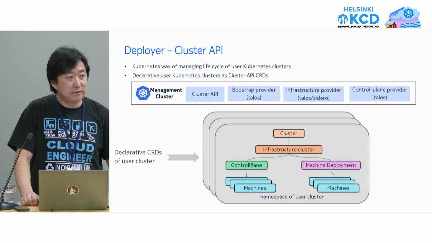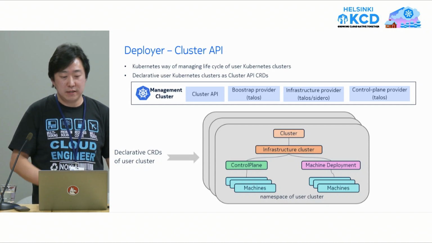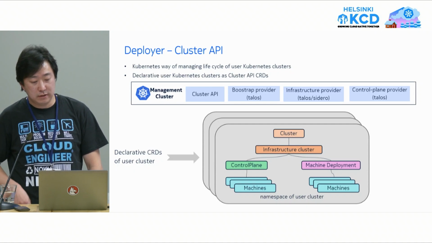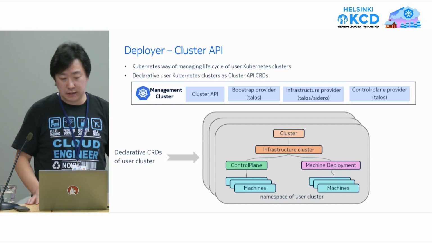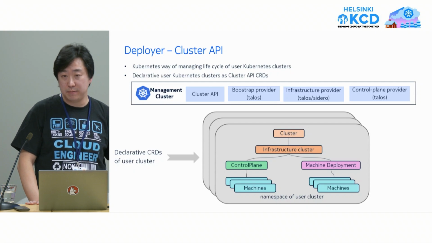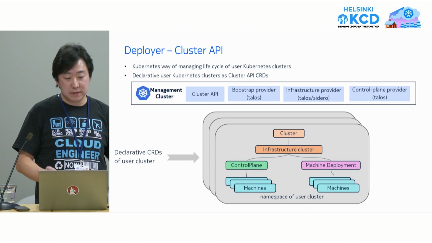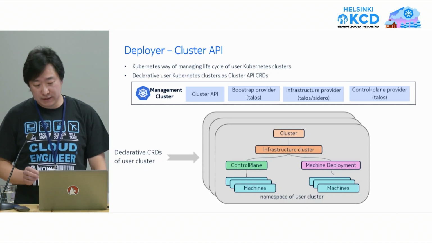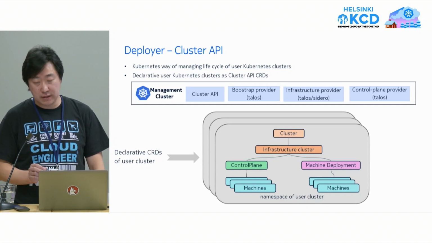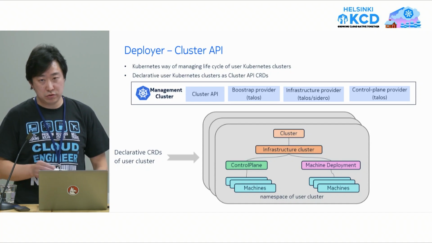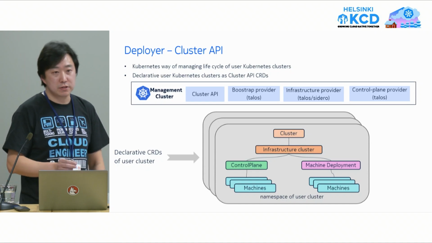For people who are not familiar with Cluster API, it's a Kubernetes way of managing the life cycle of user Kubernetes clusters. It provides a declarative way of configuration to present a user cluster as Cluster API CRDs. And since it's a Kubernetes way, we need a management cluster to run them with several providers for bootstrap, infrastructure, and control plane. And Talos provides all of them, so naturally we use those to deploy Talos-based clusters.